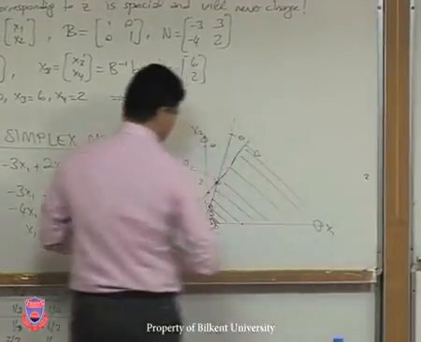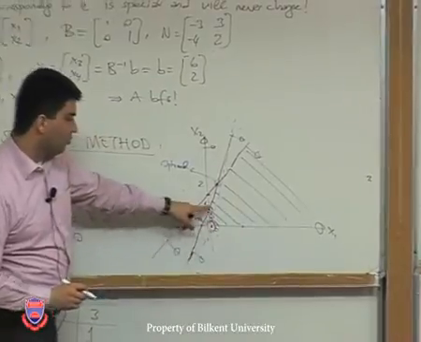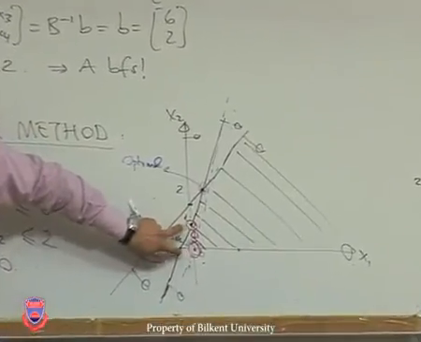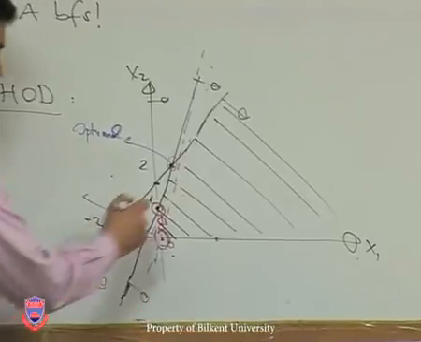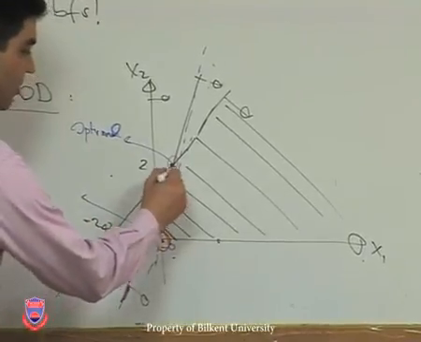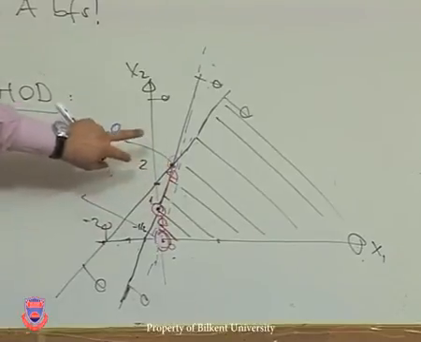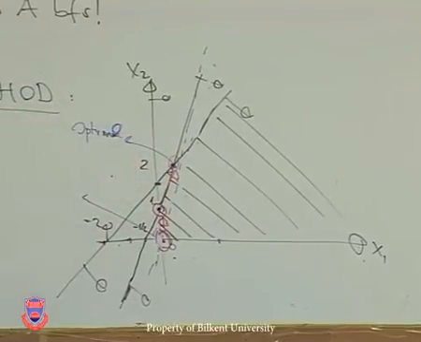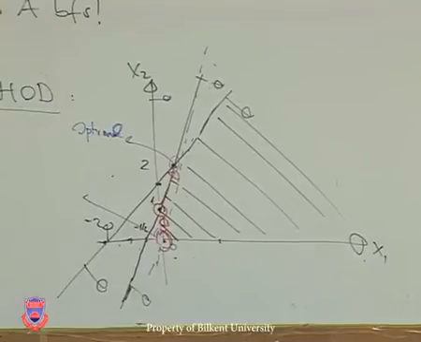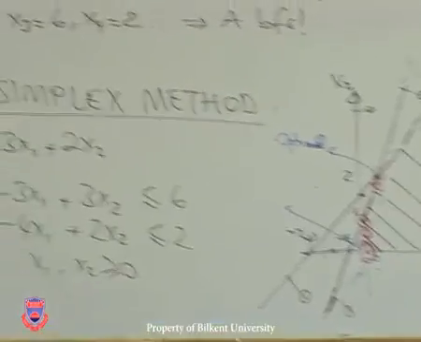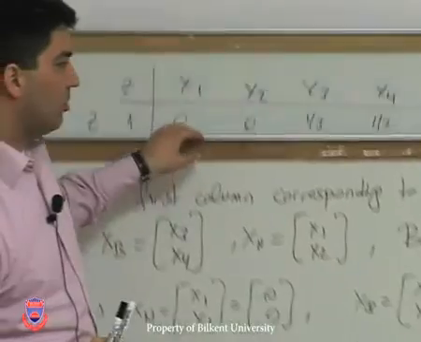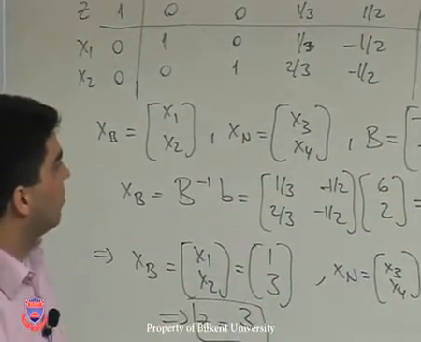Okay? So once again, we started with this solution. We moved to this solution, which is an adjacent corner point, or adjacent basic feasible solution. And from this solution, we actually moved on this edge to this solution. And again, we moved to an adjacent basic feasible solution, right? So now we know from the picture that this is the optimal solution. So the question is, how can we also say it from this tableau?